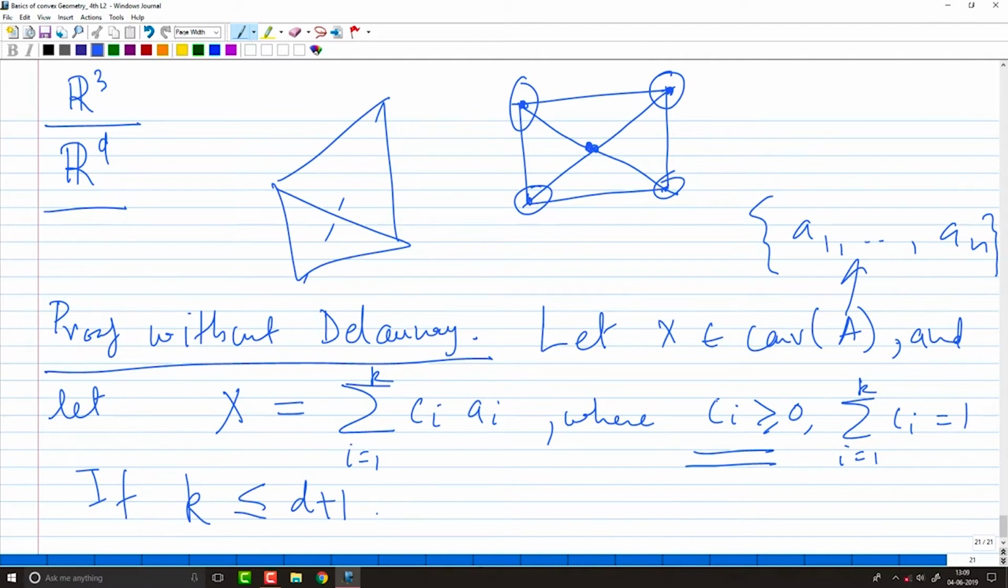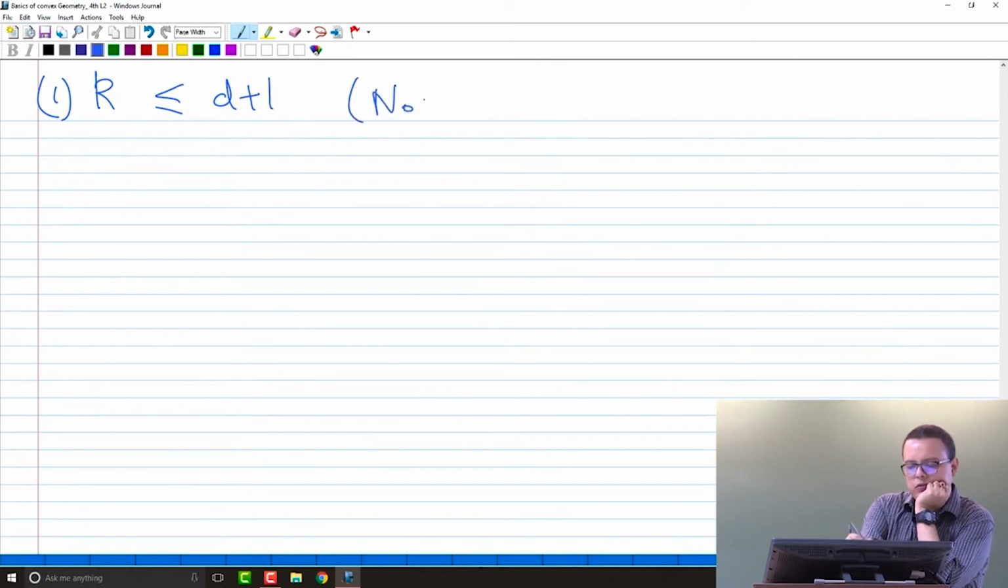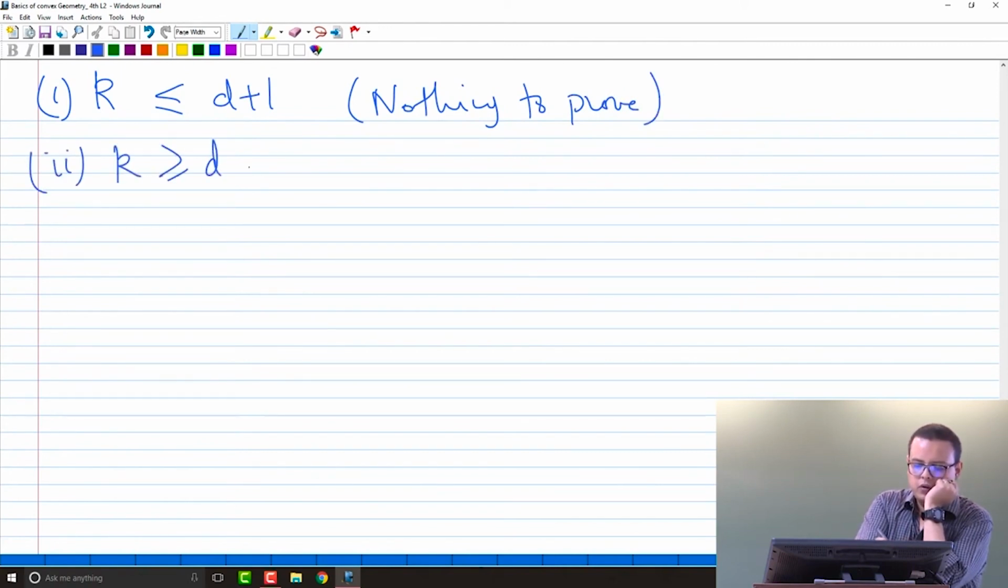If Ci is 0, that means I can represent it with k minus 1 points, right? So, let us say Ck is 0. Then I can represent it with A1 to Ak minus 1. So, if I assume that the representation is minimal, then all Ci's are greater than 0. As we have seen, in case 1, k less than or equal to d plus 1, there is nothing to prove. Now the interesting case is k greater than or equal to d plus 2.